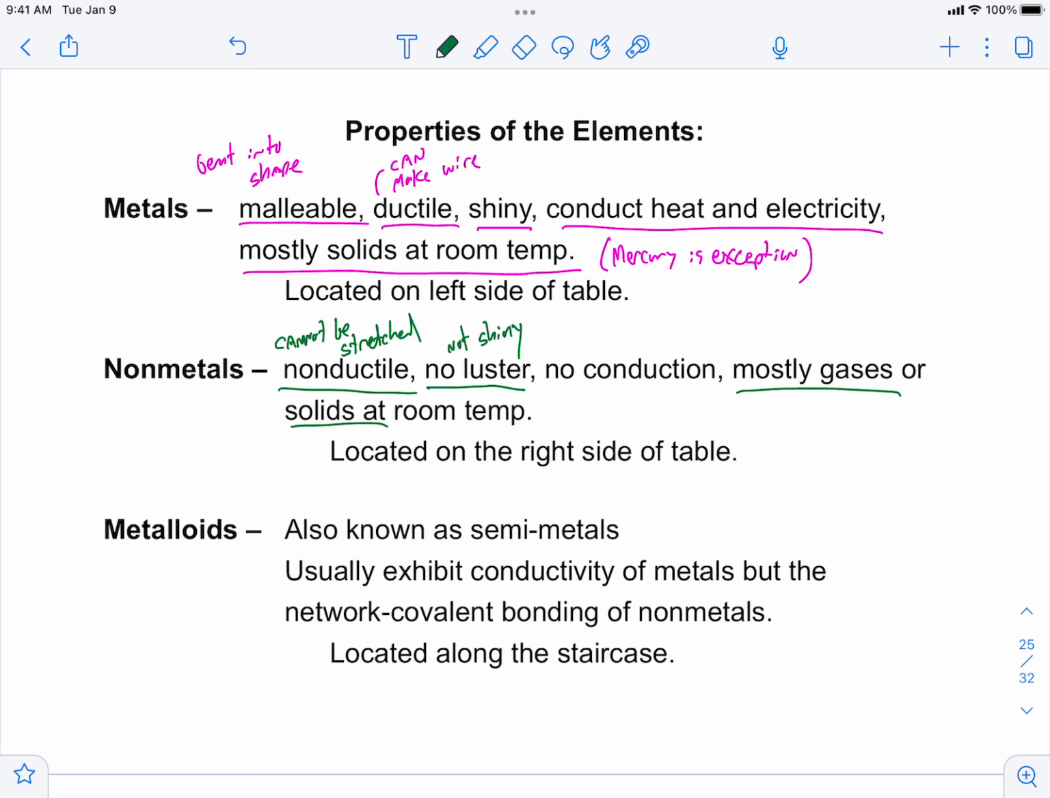If you look on the periodic table right on top, you see all the letters that are black? Black means solid at room temperature. Anything that's red means gases at room temperature. And then there's a couple of blues, because blue means liquid at room temperature. So there's one nonmetal that's liquid at room temperature. What is it? Bromine, Br. Anyone see that? Okay. Nonmetals are located on the right side.